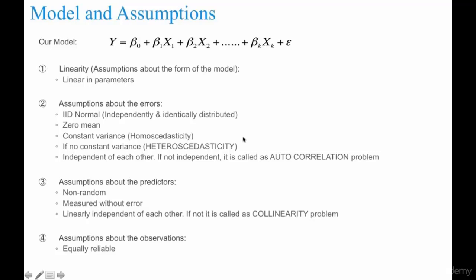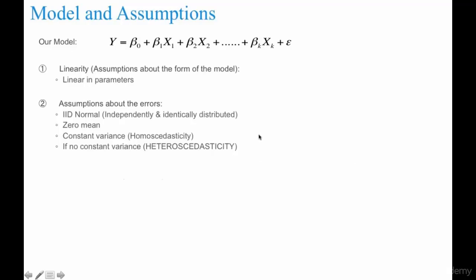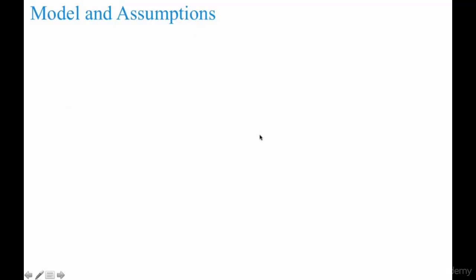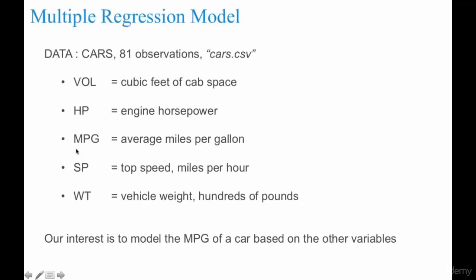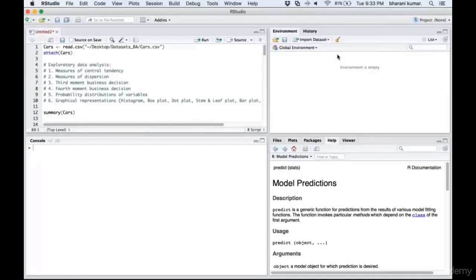So as part of the next discussion, we will be working on this dataset called cars.csv, and we are going to predict miles per gallon using all of these inputs. Alongside, when we discuss this, we will also bear in mind all the model assumptions. So let us deal with this dataset called cars.csv and try to predict the miles per gallon.